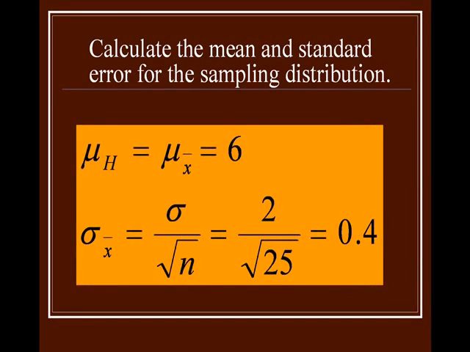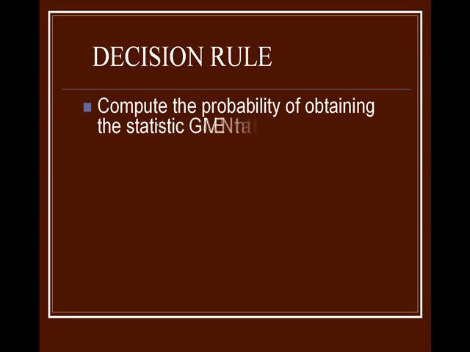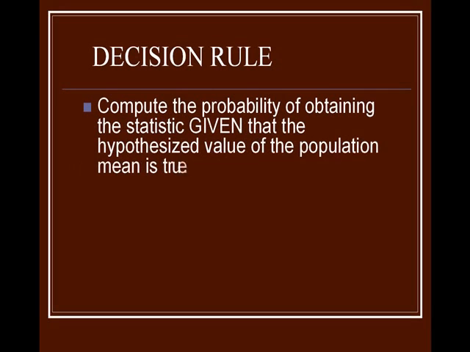Now we'll just use the central limit theorem and those ideas, and we'll calculate the mean and the standard error for the sampling distribution. Now we'll formulate a decision rule. So we're going to start with that null hypothesis, and then we're going to compute the probability of obtaining the statistic that we obtained under the assumption that the hypothesized value, the one in the null hypothesis, is true.